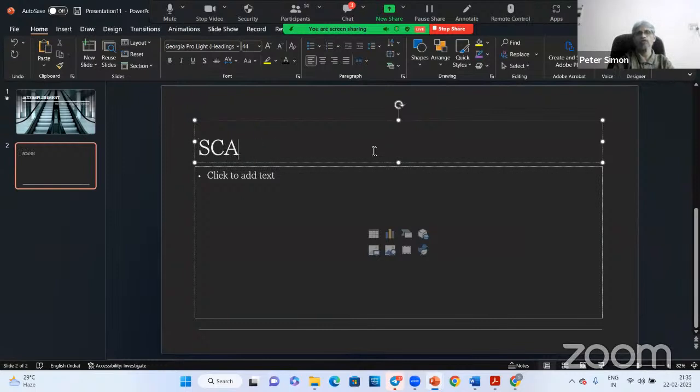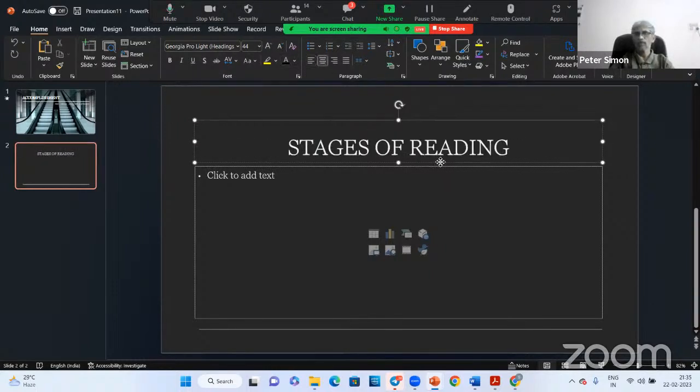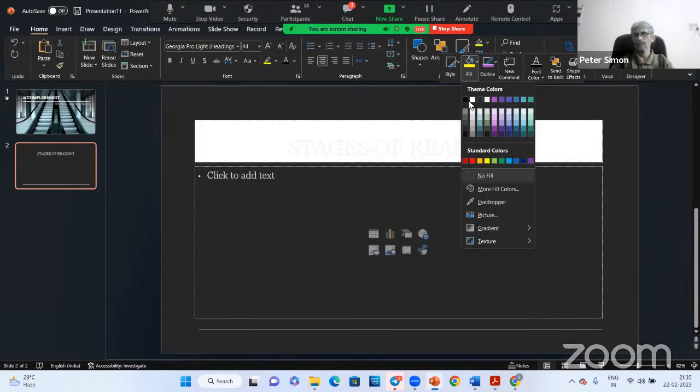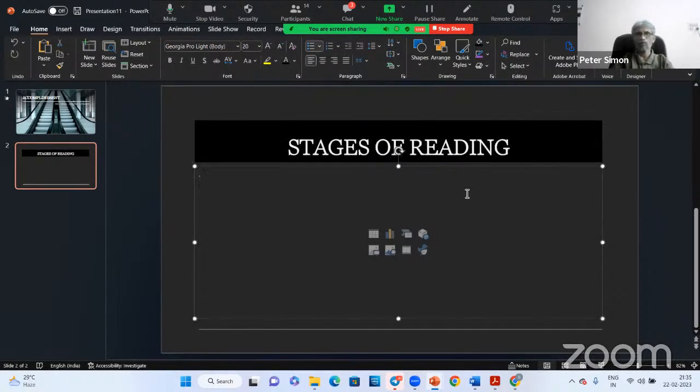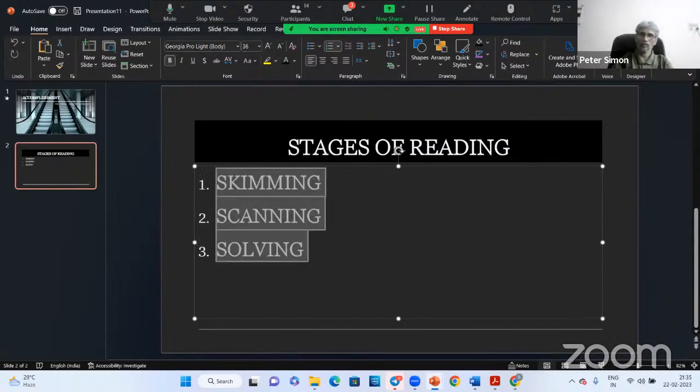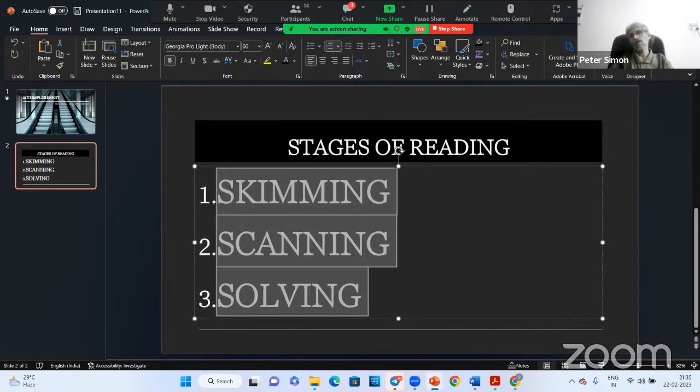So, stages of reading. Now, what are the stages of reading? There are 3 stages of reading. Now, what are the 3 stages of reading? Number 1, skimming. Number 2, scanning. Number 3, solving. So these are the 3 stages: skimming, scanning, and solving. Okay.